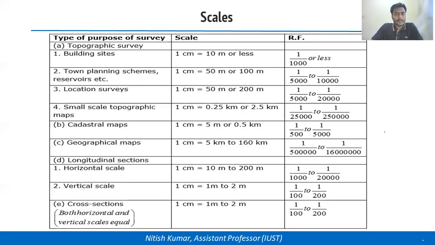So there are various types of scale we use for the different types of surveying. According to the purpose, we select the scale. To make a plan, we need a large scale. For a building site, generally we use 1 centimeter is equal to 10 meter or less, or we can say 1 by 1000. For the town planning scheme reservoir, generally we use 1 centimeter is equal to 50 meter. Location survey, 1 centimeter is equal to 50 meter. Generally for a small scale topography map, we use 1 centimeter is equal to 0.25 kilometer.